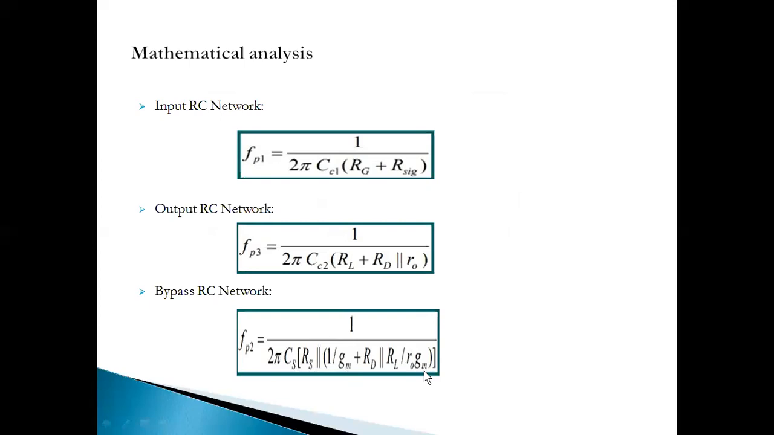So these are the main low frequency values of your MOSFET CS amplifier according to low frequency analysis. From this, if you want to find the maximum low frequency value, you have to compare these three and find the frequency FL equal to max of FP1, FP2 and FP3. Out of the three values, you have to find the maximum low frequency value. And by using that, we can start to draw our frequency response curve. Thank you.